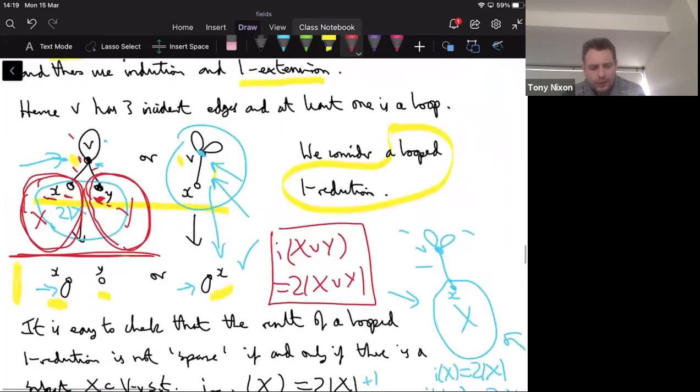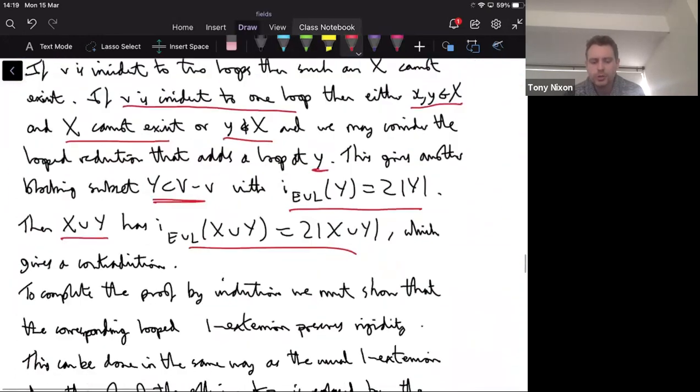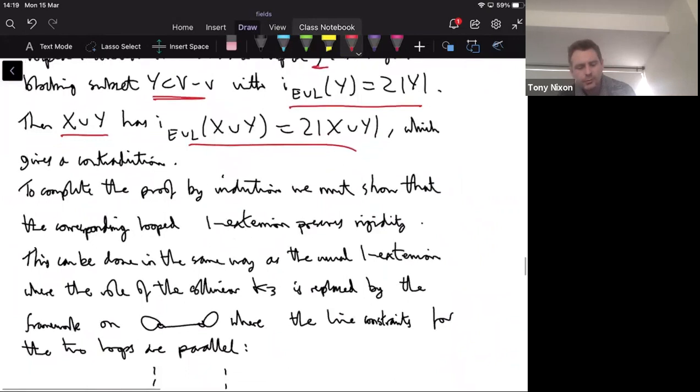So in our final two cases, not that you can see much of the picture anymore, whether there was one loop or two loops, we can always do a reduction that deletes our vertex with free incident edges and loops and adds a loop among the neighbors. So this looped one reduction must always work. Okay, but the looped one reduction is different to a one extension. So we don't yet know it preserves rigidity.